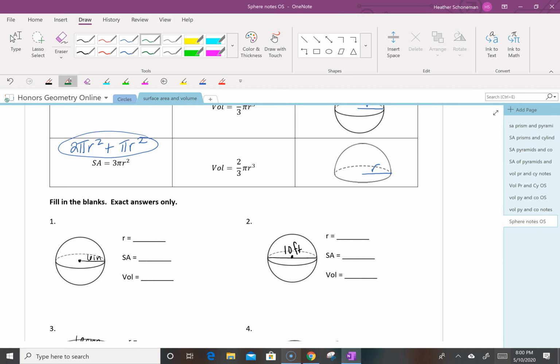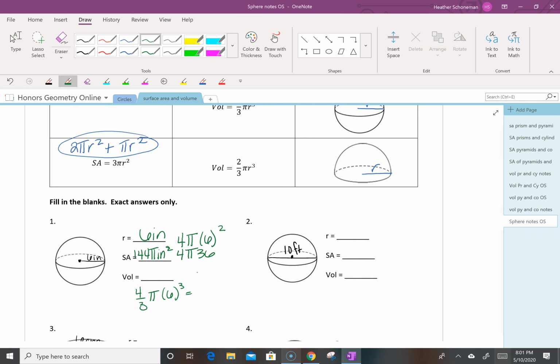So on the first one, the radius is 6 inches. Surface area is 4 pi times the radius squared. So that's 4 pi times 36. You've got to do exponents first. So I am going to take 4 times 36 and I will get 144 pi inches squared. Volume is going to be 4/3 pi times the radius cubed. Okay, see if you can remember how to do that in your calculator. We'll review it.